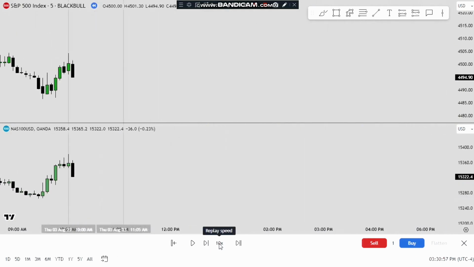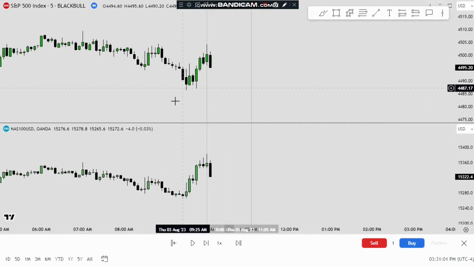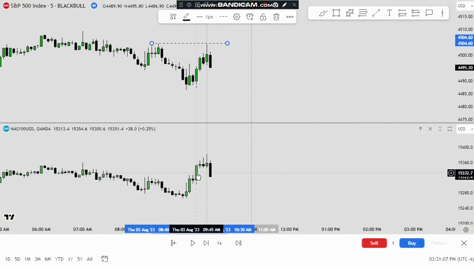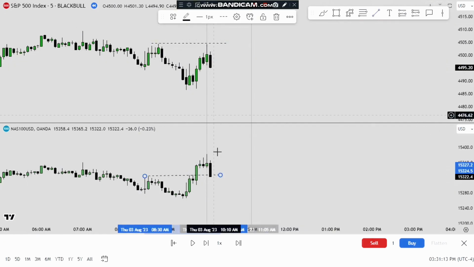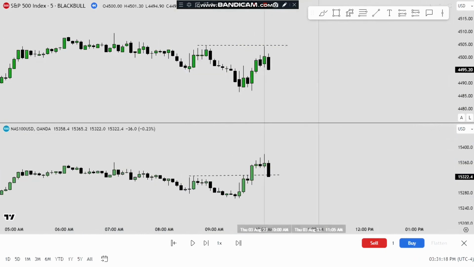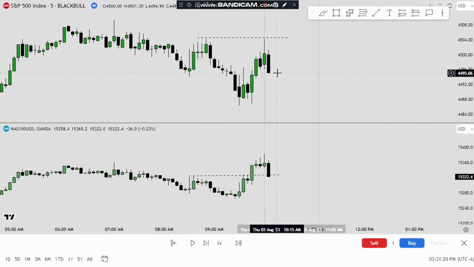Okay, so I will slow it down. You can see that there is bearish divergence, okay, between the Nasdaq and the S&P, okay. You can see that one pair swept this high and the other didn't, okay. Now if I get any fair value gap, I will short it. So let's see what happens.